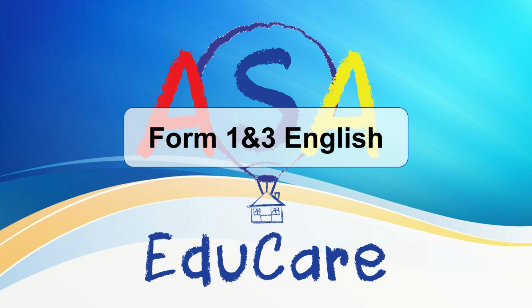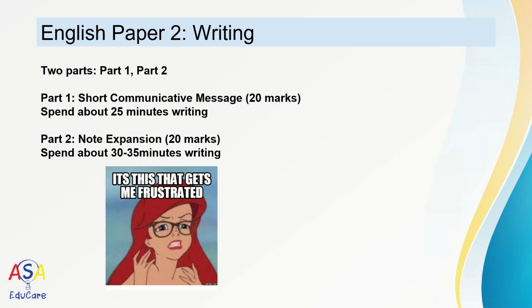Today we're going to do Form 1 and 3 English and you guessed it, it is writing. Okay, this is part 2. Basically English paper 2 mostly on writing. It's divided into part 1 and part 2. The first part is short communicative message. Basically we're just going to write a very short reply to the person in message format.